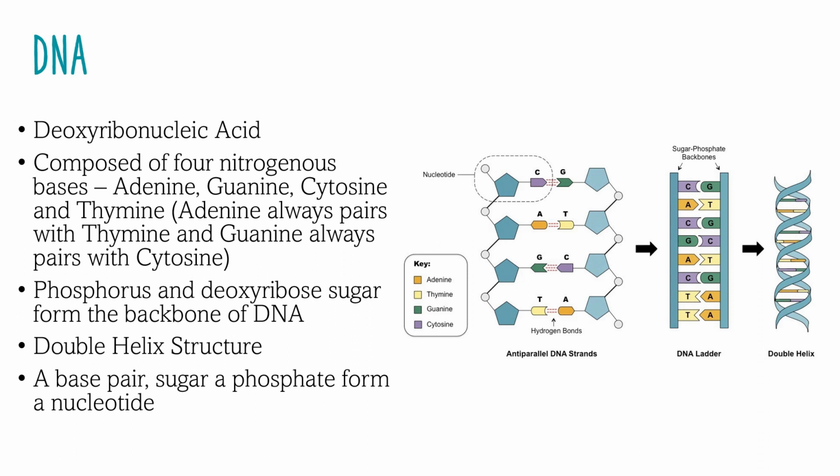The bases are like the rungs of a ladder, but to support the rungs, there needs to be a steady backbone. In the case of DNA, the backbone consists of phosphorus and the sugar deoxyribose, hence the name. The complete DNA structure is referred to as a double helix. A nucleotide consists of a base, deoxyribose sugar, and a phosphate.